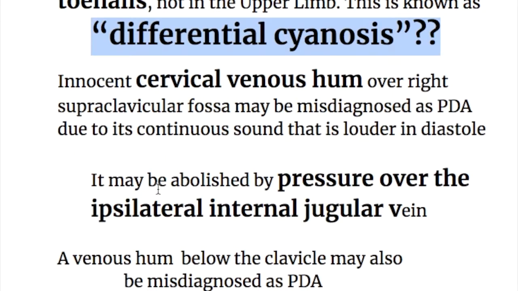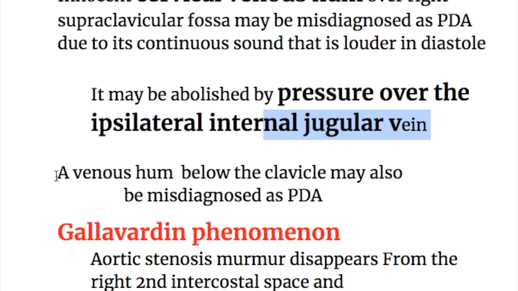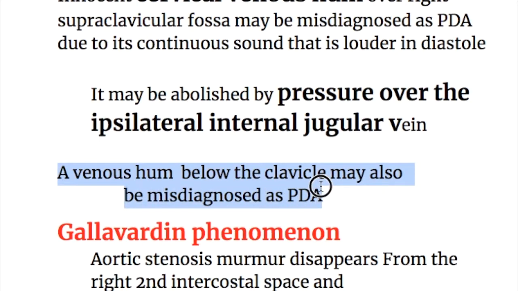An innocent cervical venous hum over the right supraclavicular fossa may be misdiagnosed as PDA due to its continuous sound that is louder in diastole. It may be abolished by pressure over the ipsilateral internal jugular vein. And number 3, a venous hum below the clavicle may also be misdiagnosed as PDA.